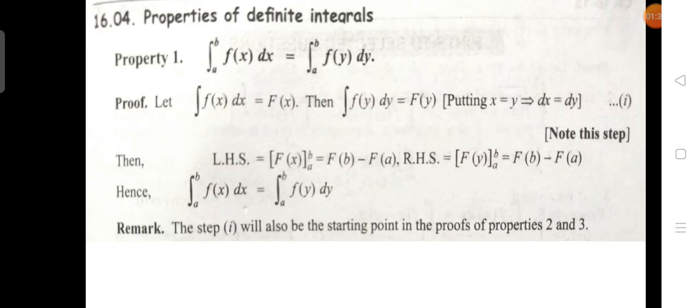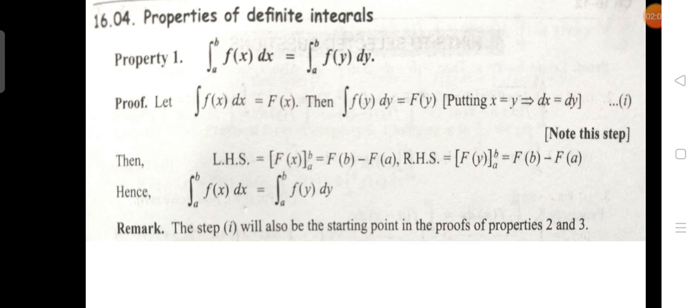Next is properties of definite integrals. First, the integral from a to b of f of x dx is equal to the integral from a to b of f of y dy. If the variable changes, the integral value does not change. We can substitute it. That is the first property.